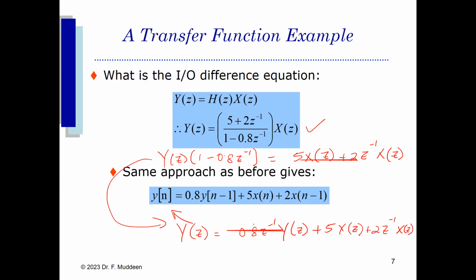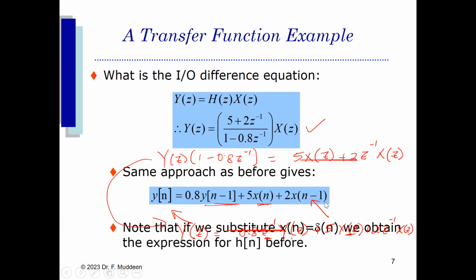The inverse transform of Y(z) is y[n], but because you have a z^-1, it will be y[n-1], and of course you have the 0.8 here. The inverse transform of X(z) is x[n], multiplied by 5. And z^-1 X(z) is x[n] delayed by 1, right? And then, of course, you multiply by 2, right?